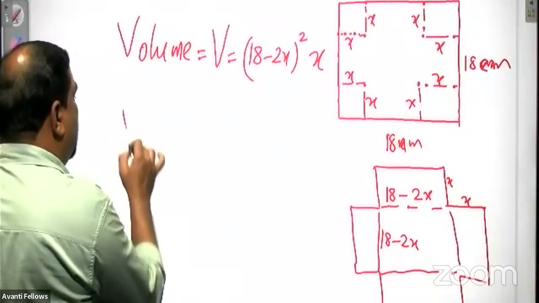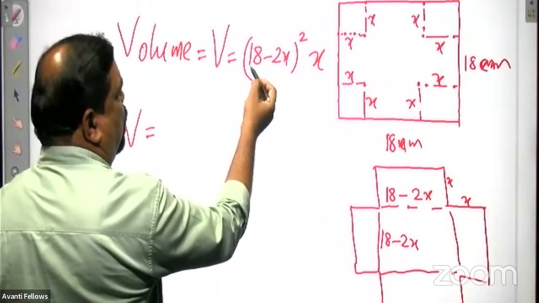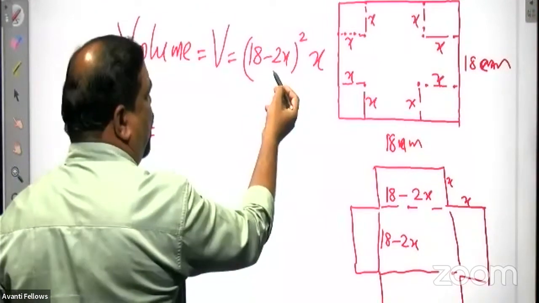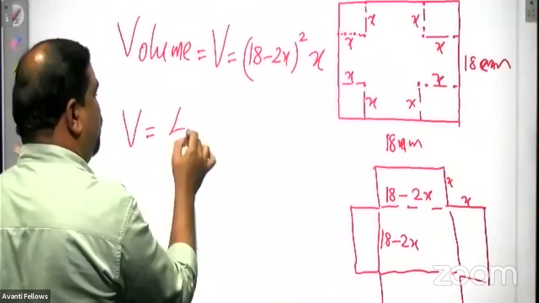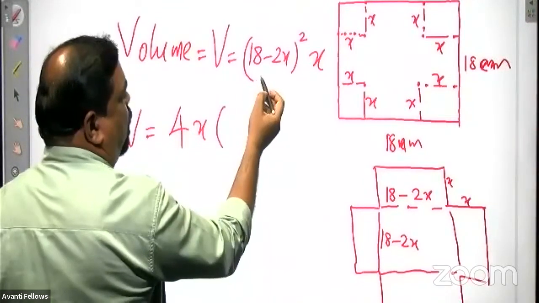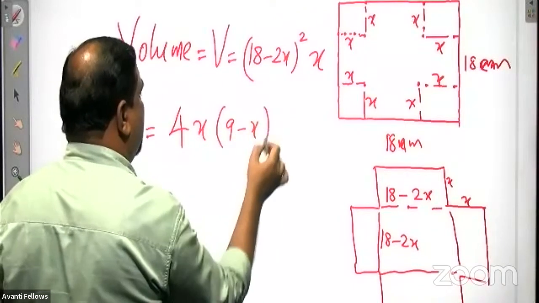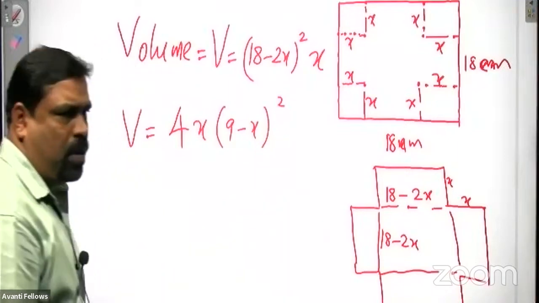Okay, if you want, you can expand it. I can take 2 outside actually. 18 minus 2x means 2 is common. Okay, and square of 2 means 4 actually. 4x into, in bracket, it will be 9 minus x, 9 minus x the whole square. We can modify it.